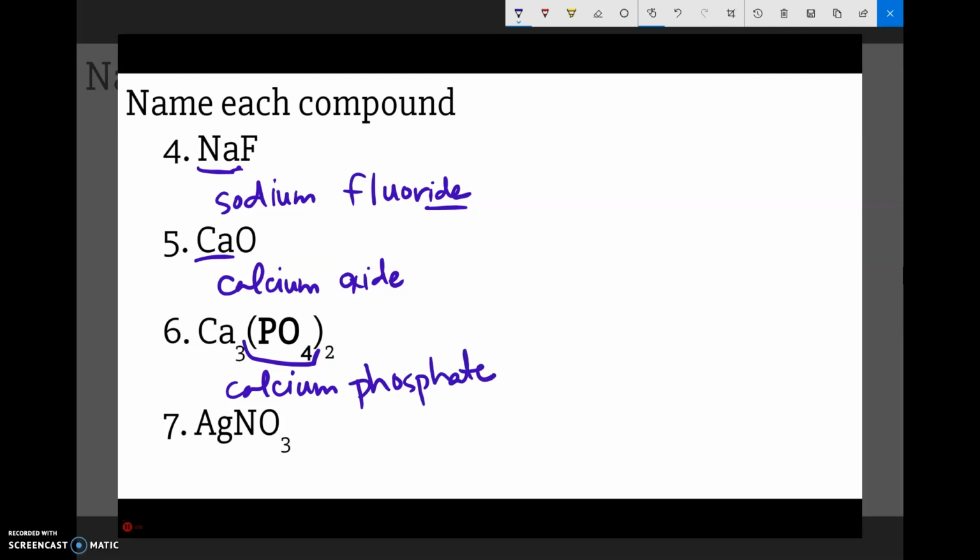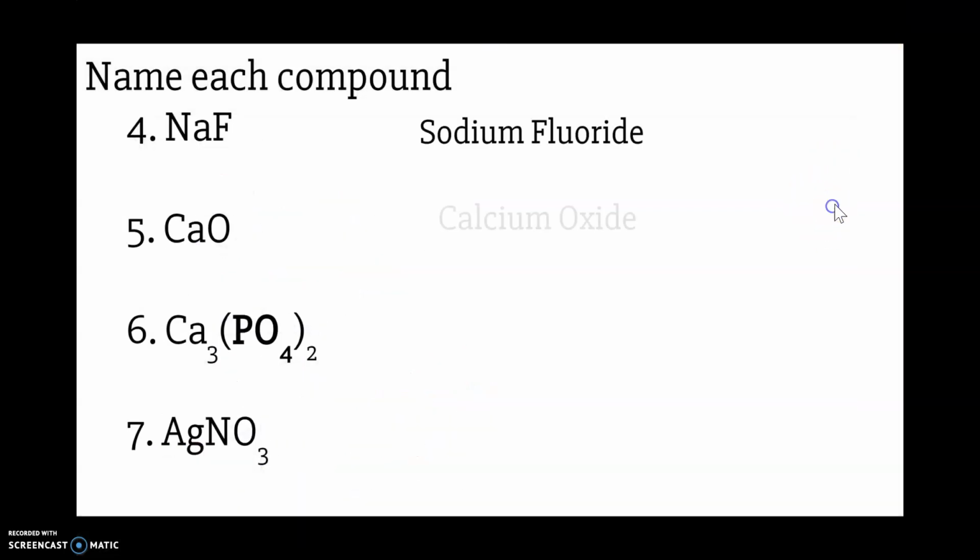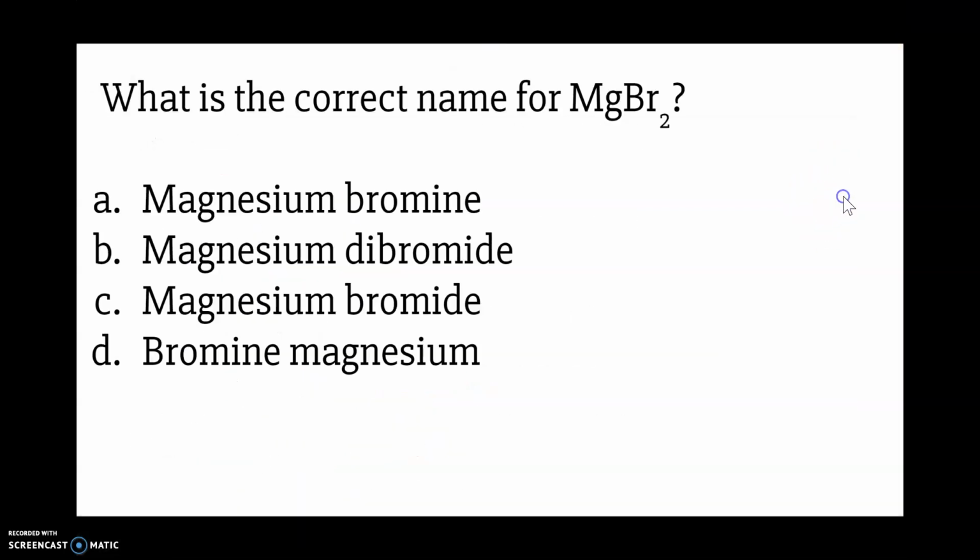Okay, our last one, Ag, is your metal or your cation. That name is silver. And then, oh, look at here, we have 2 capital letters together. That means we've got a polyatomic ion, and the name of NO3 is nitrate. So there we go. There's all your names.